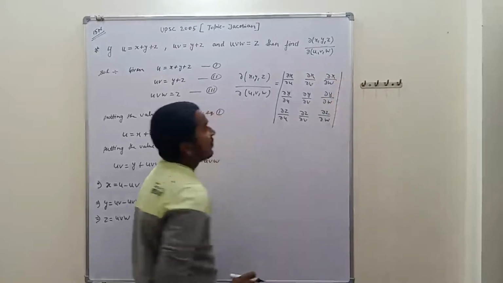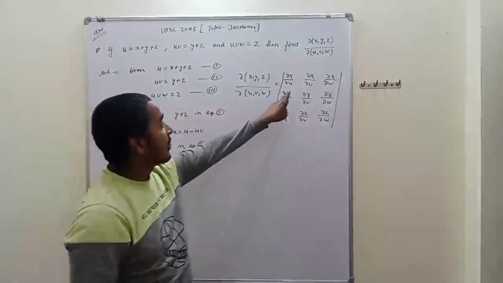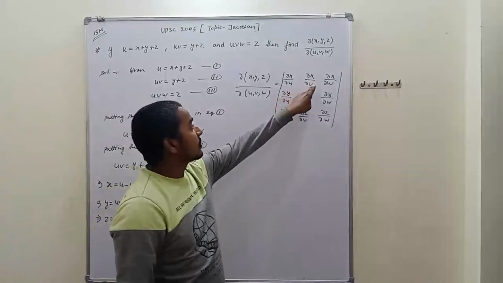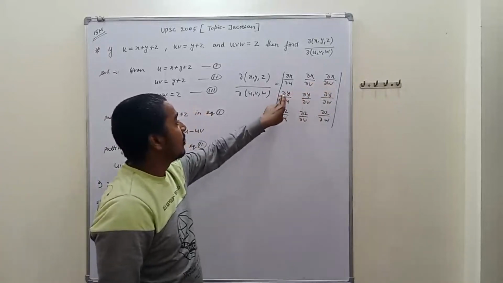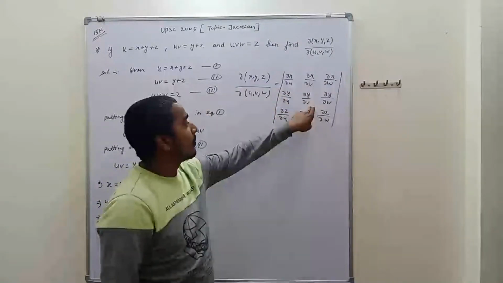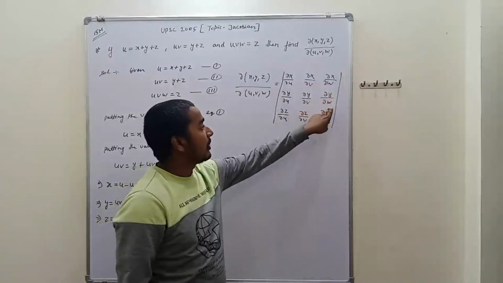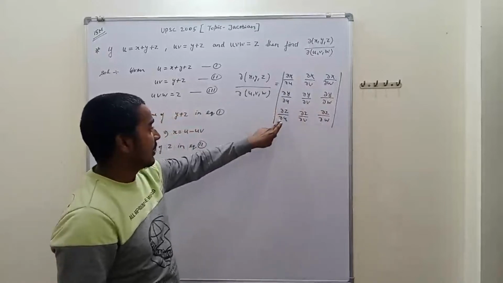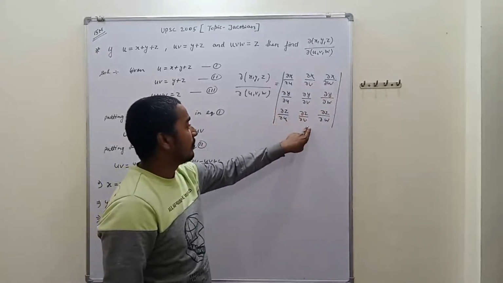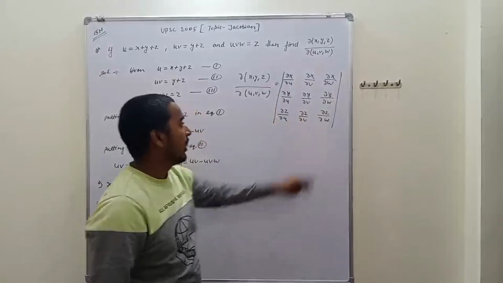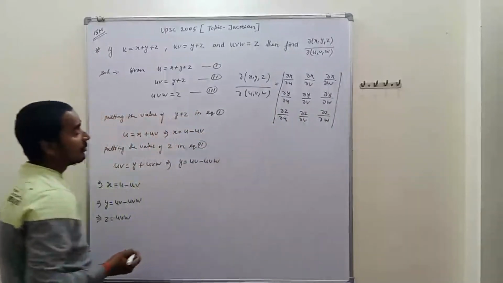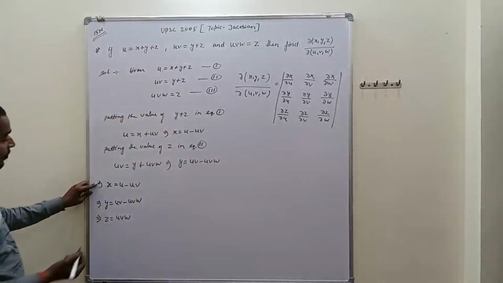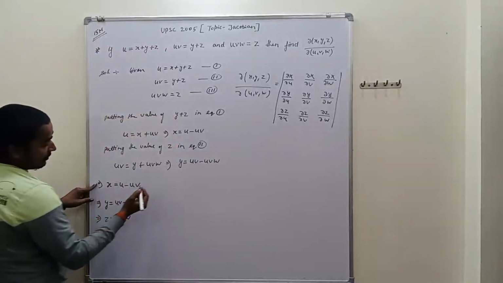We have to find the value of del x upon del u, del x upon del v, del x upon del w, del y upon del u, del y upon del v, del y upon del w, and del z upon del u, del z upon del v, del z upon del w, and put them in the determinant to further solve it. From here, x is equal to u minus uv.